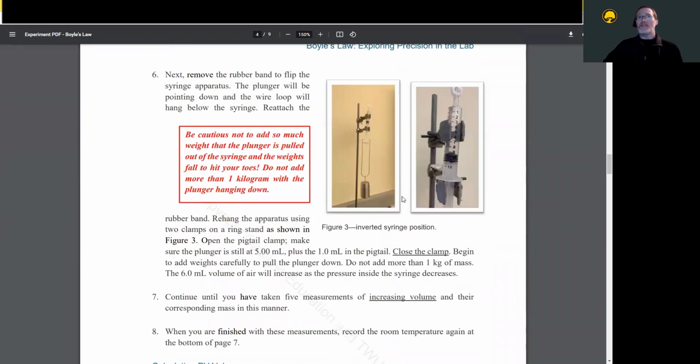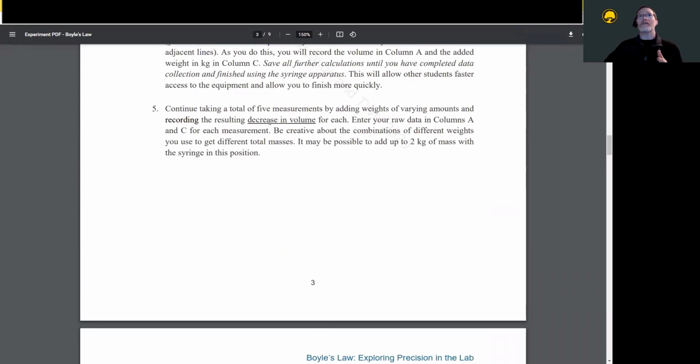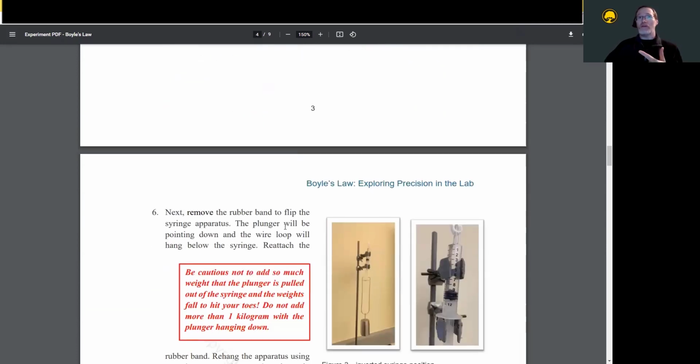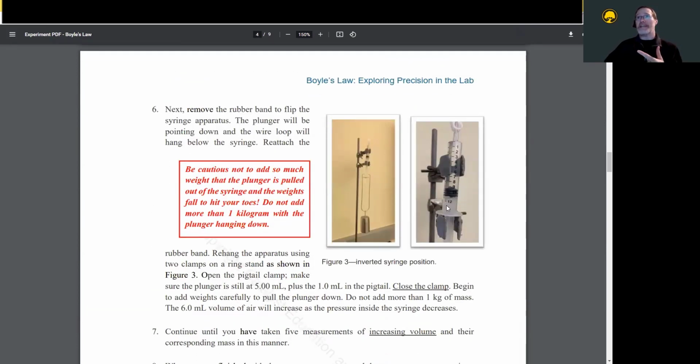Essentially what we're doing, if you read through all of this, is 5 measurements by adding weight to the top of the syringe. So 5 measurements where we're adding pressure to the syringe, decreasing its volume. And then we flip the syringe over so that it's now hanging upside down. Now when we hang the weights from it, we're pulling that syringe open. So 5 measurements with increasing volumes.